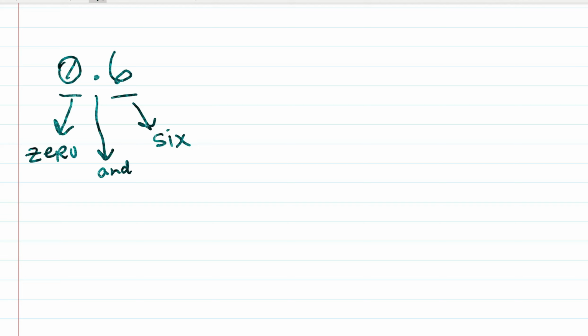Zero and 6 what? Well, what place is it in? We went over place values. Remember, what place is this 6 in? The place values going to the right are tenths, hundredths, and thousandths. Well, that's in the tenths place. So this is 0 and 6 tenths.